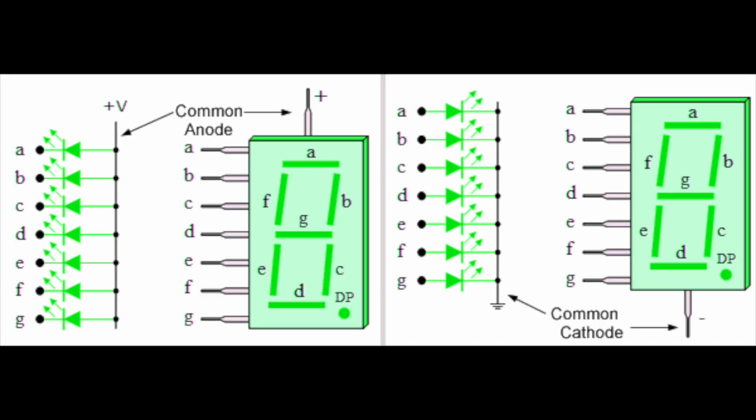Displays come in either common cathode, which is used in the counting circuit, where the pin that's connected to all LEDs is ground, or common anode, which has a voltage pin connected to all the LEDs.